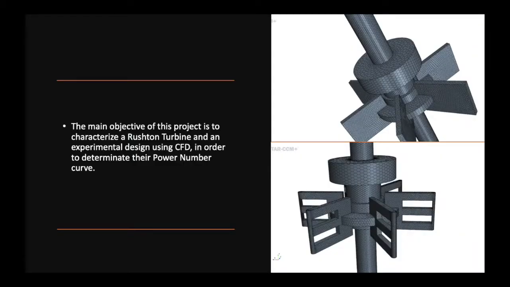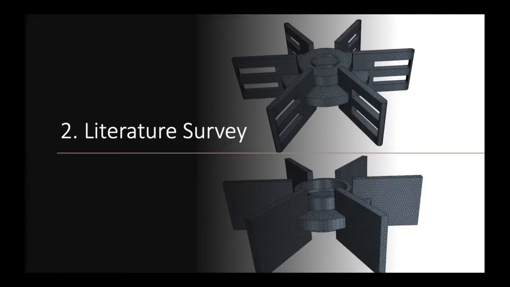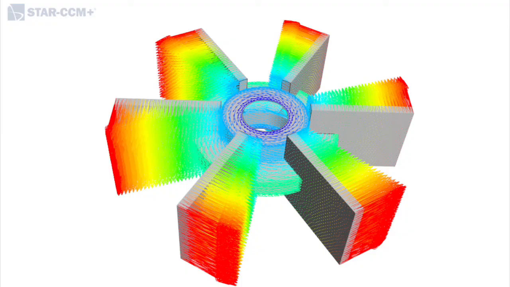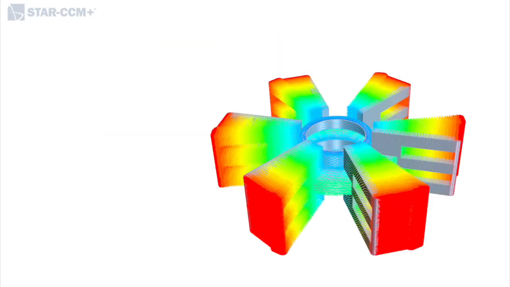The project's main objective is to characterize a Rushton turbine and an experimental design using CFD in order to determine their power number curve. There are many parameters that affect the efficiency of the agitating process. Among them are the shape of the tank and impeller, the number, type, and size of the blades, the number of baffles, etc. This provides great variability of the performance based on the overall design, and because of this, the main factor that we'll be studying in this case is the impeller's design.